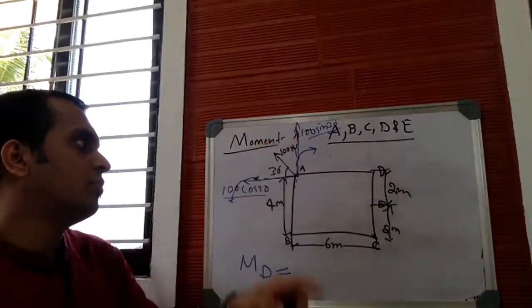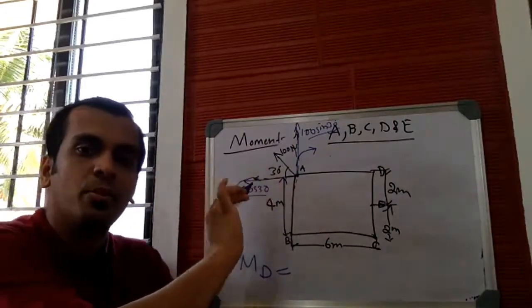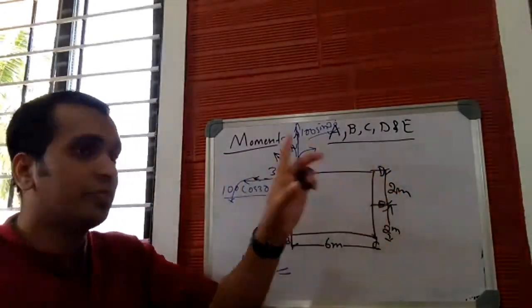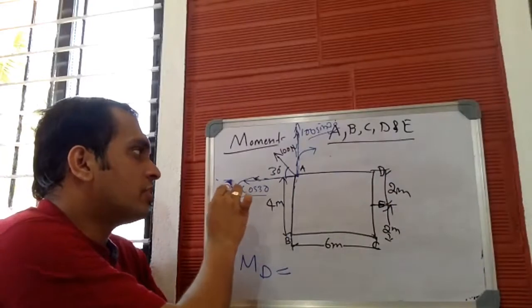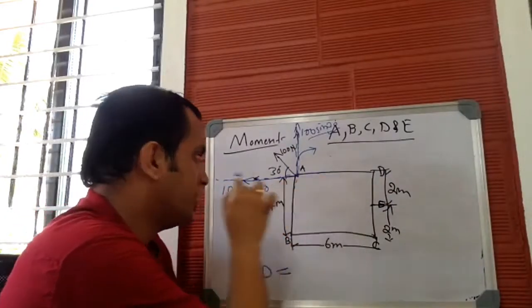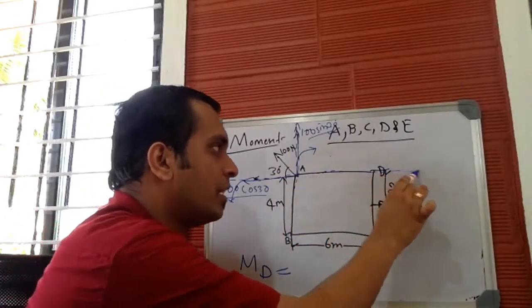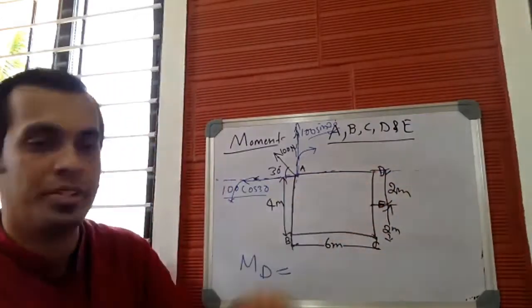So let us consider both the forces. Check whether 100 cos 30 produces any moment about the point D. It will not produce, because when we draw the line of action of this particular force, it passes through point D.